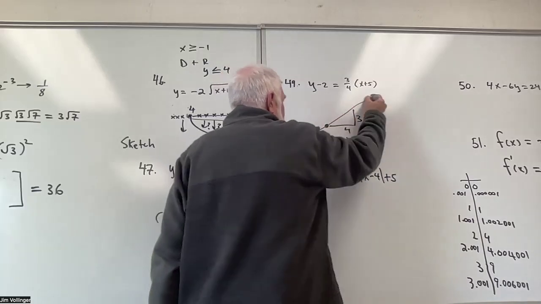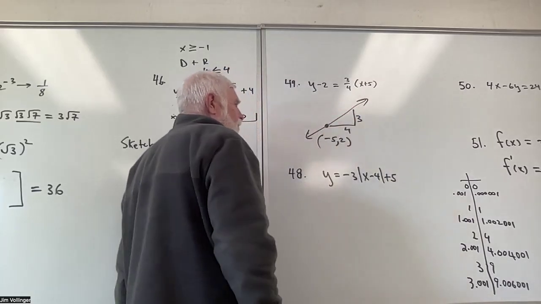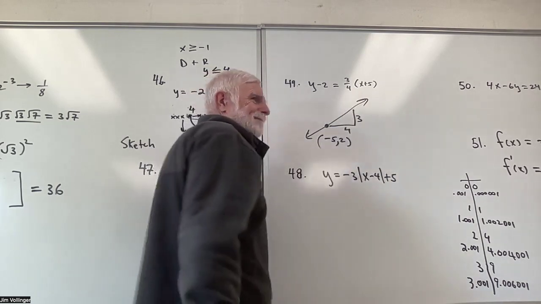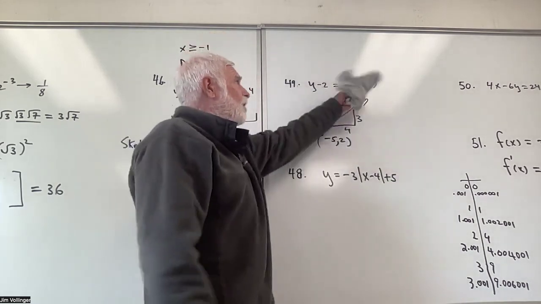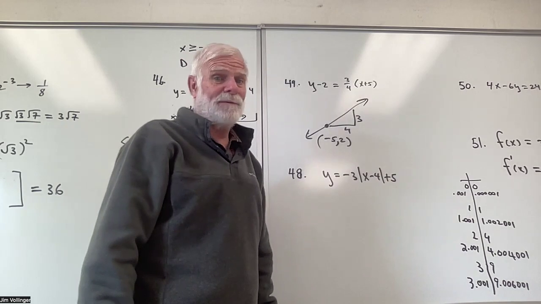3, 4. Over 4, up 3. That looks about right. And I have graphed using what? Point and slope. Guess what this is called? The point slope form of a line.